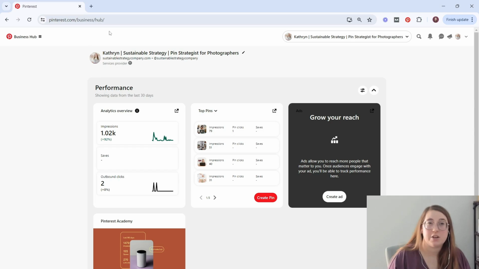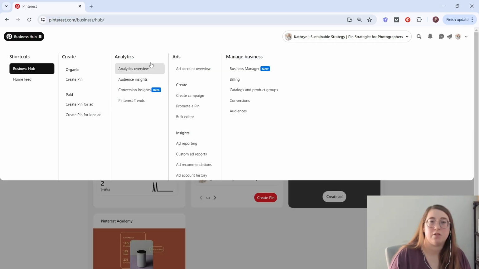Today I'm going to show you how I look up trends to see what keywords are trending this week on Pinterest. So the first thing you're going to do is go to pinterest.com and it will take you to just your business hub if you have a business account, which you will want a business account to do this. And then we are going to come up here and look at this analytics section of our menu, and at the very bottom you will see Pinterest trends.